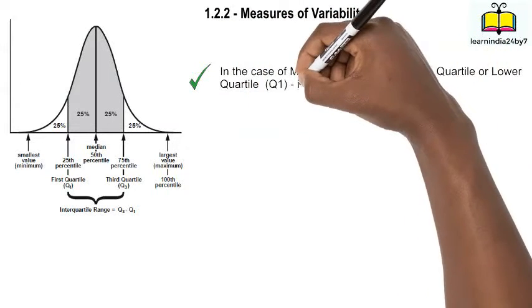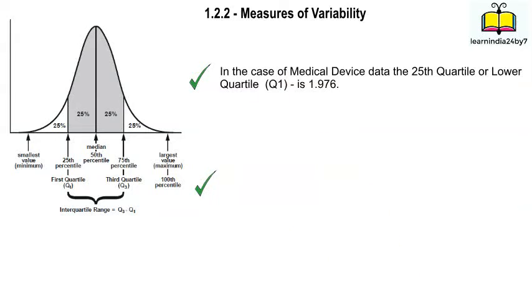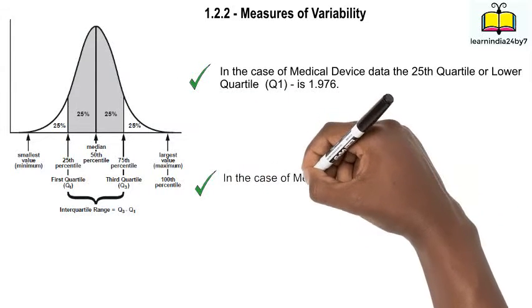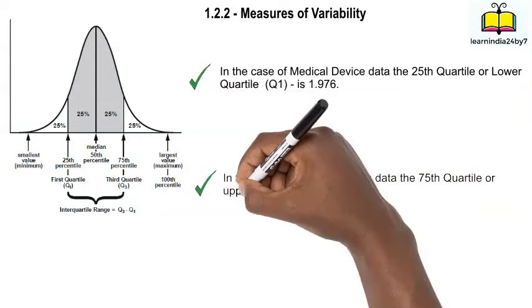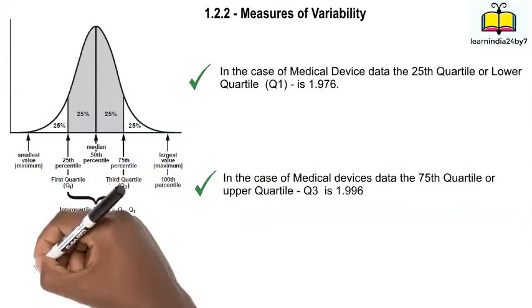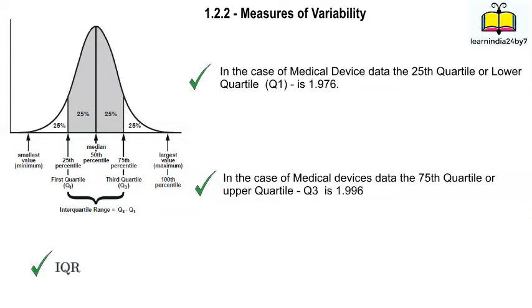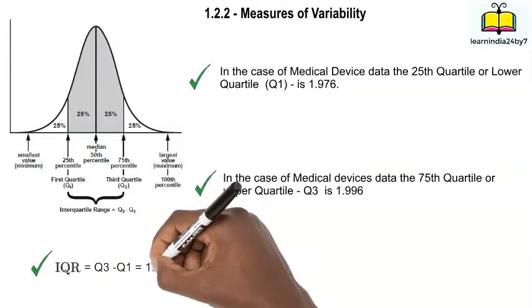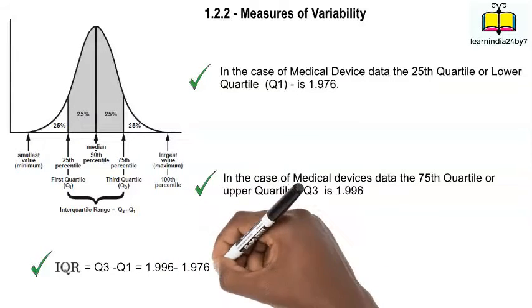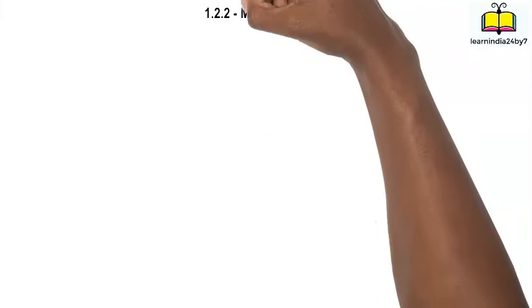In the case of medical devices data, the 25th quartile value is 1.976 and the 75th quartile value is 1.996. Hence, the interquartile range value is 0.02.